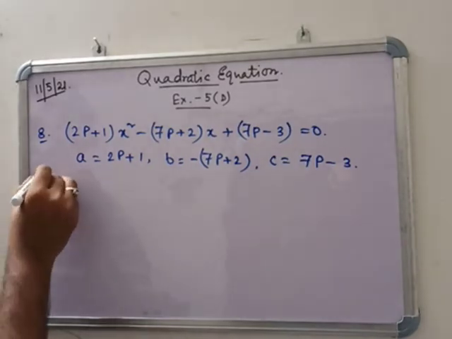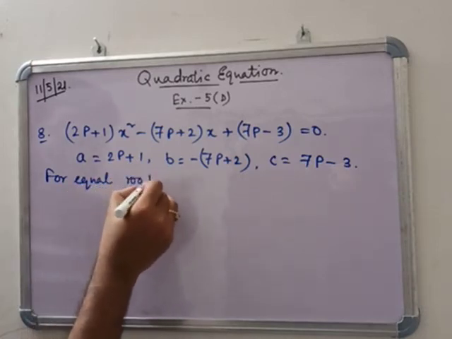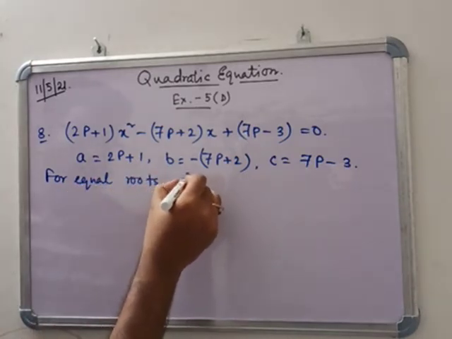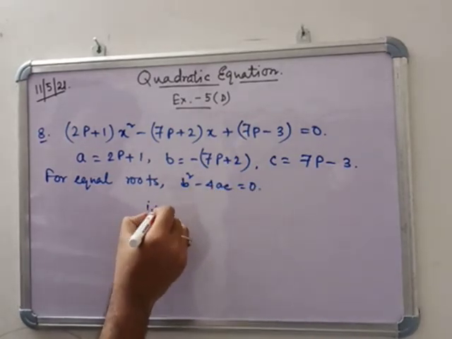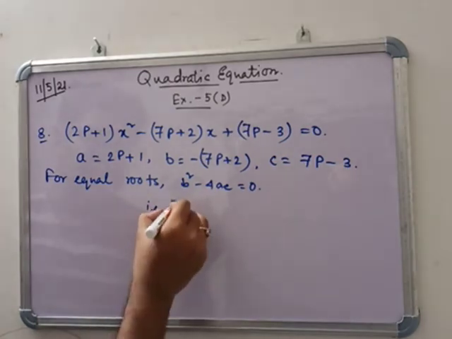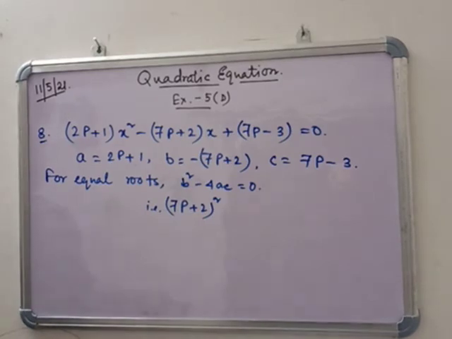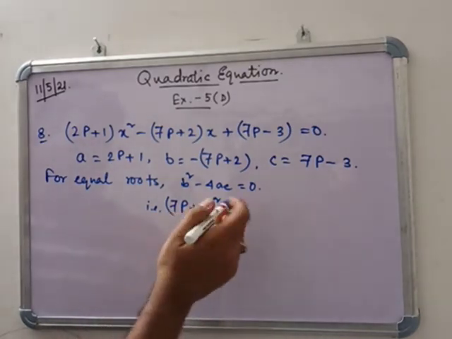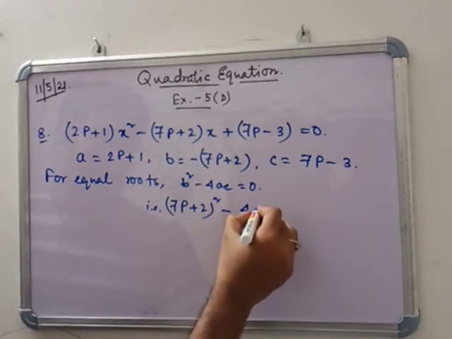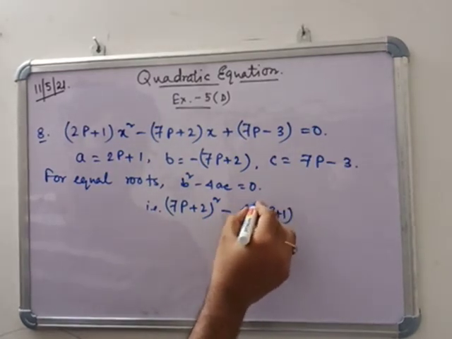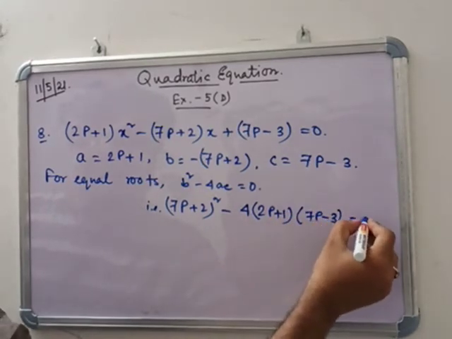Now for equal roots, b square minus 4ac equals to 0. So that means 7p plus 2 whole square. So minus square means plus, so I am directly writing 7p plus 2 whole square minus 4 into 2p plus 1 into 7p minus 3 equals to 0. Okay.